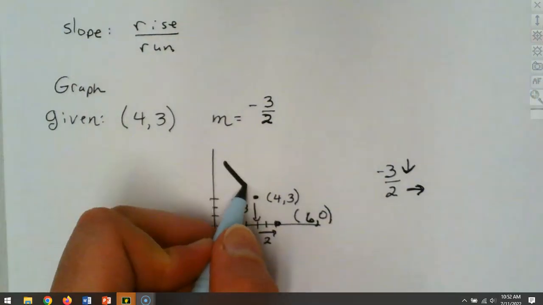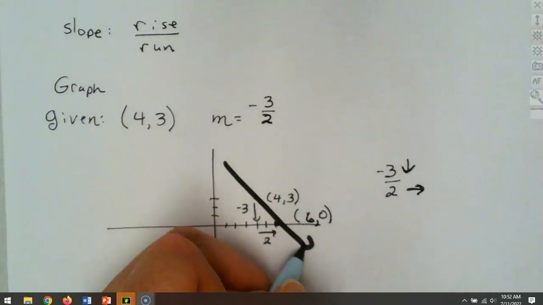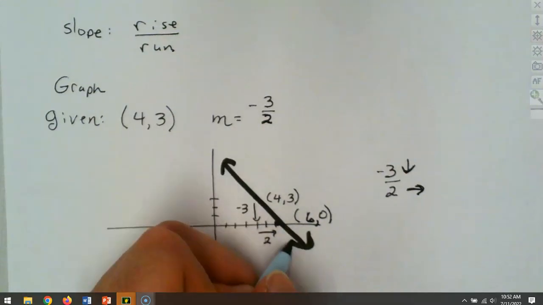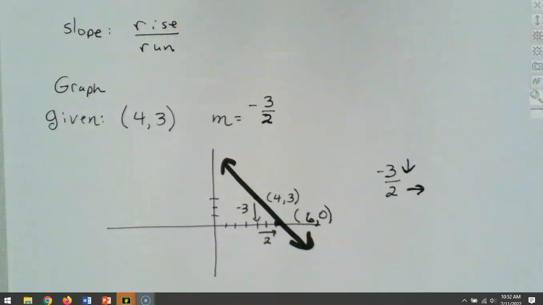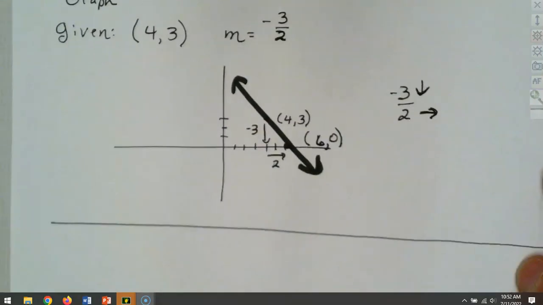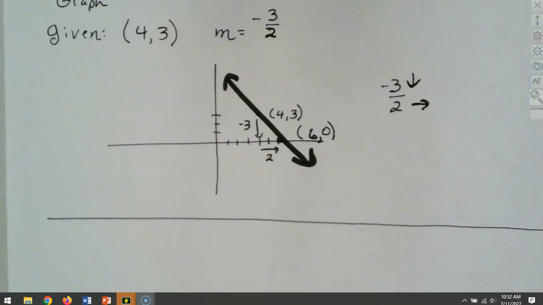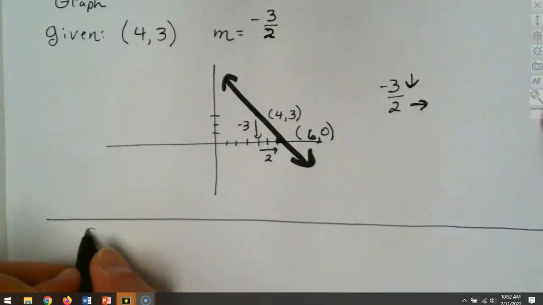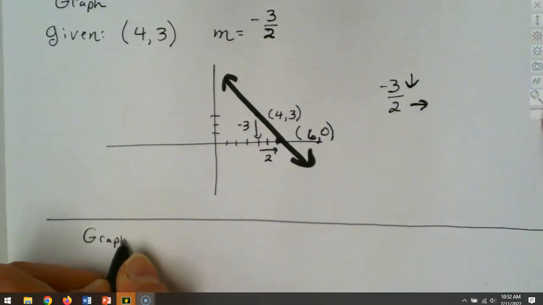And now we've got everything that we need to graph this line. Because all you have to do is plot your point. Move it with the slope, and you're done. So one more of these.